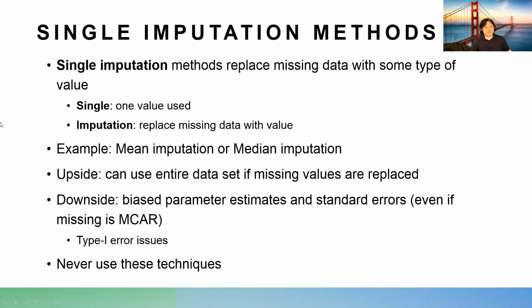The upside is that, unlike the deletion methods, you can still use the entire data set because you replace any missing value with the mean or median, right? So you don't need to worry about losing power. That's a good thing. But the downside is it still produces biased primary estimates and also standard errors.